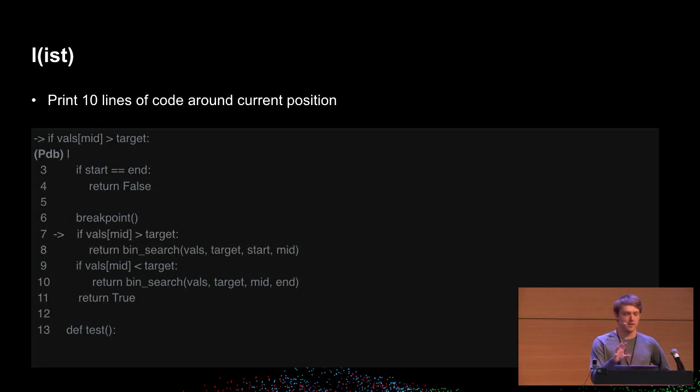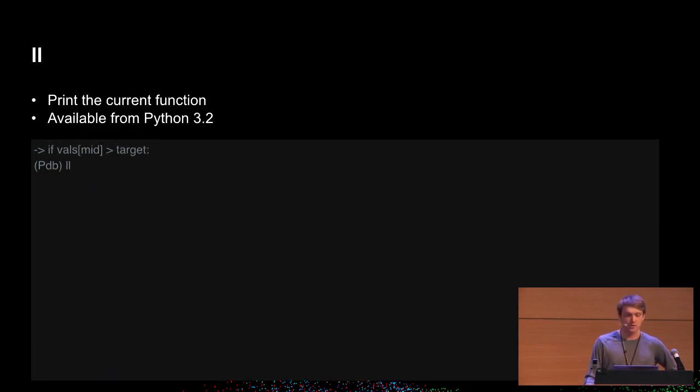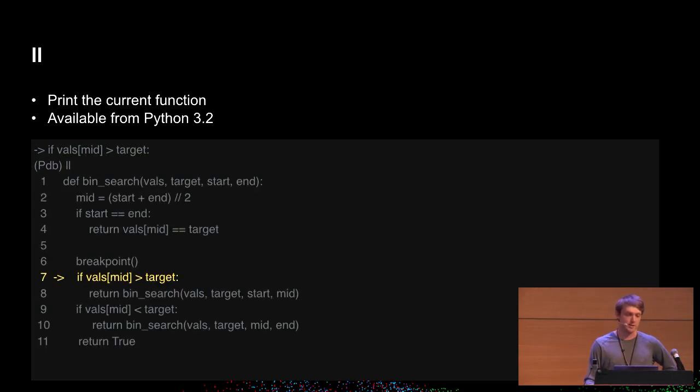And PDB, I should say, prints the lines like this. This is exactly how you'll see it in the command prompt, but we'll give you just a little help to diagram where we are exactly. But we really want to see where we are in the program, what function we're in. The ll command, introduced in Python 3.2, won't just print 10 lines around where you've stopped. It will print the function that you're currently in. So now we see we're in the binary search function. We see what's about to happen next.